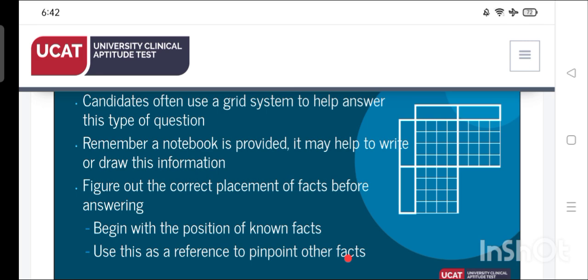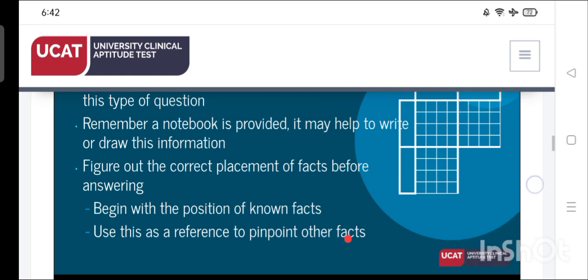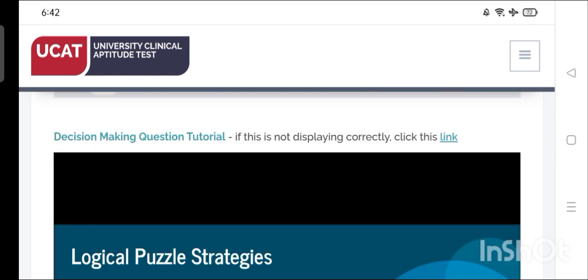Okay, the thing that you have to keep in mind is that a notebook is provided to you. You can use that notebook and a marker pen to write out or draw the information that will be presented to you. You can conclude your answer by drawing your data on a notebook, and then you can decide which option is the correct one. That's the strategy for how to solve the logical puzzles.